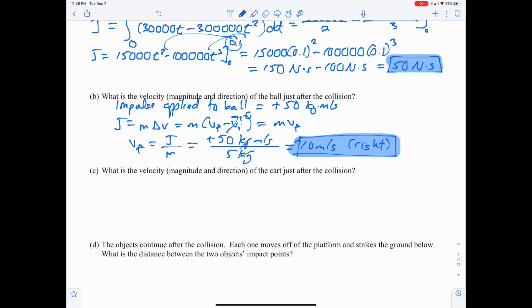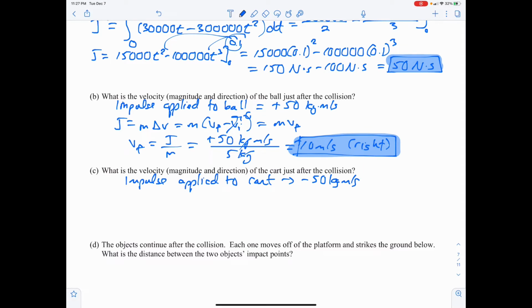What is the velocity, magnitude, and direction of the cart after collision? Well, you're looking at a collision of equal and opposite forces. Well, it's equal and opposite momenta and equal and opposite impulses as well. So if the ball is gaining 50 newton seconds of impulse, that means the cart must be losing the same amount. So the impulse applied to the cart would be negative 50 kilogram meters per second, because the cart is slowing down after collision.